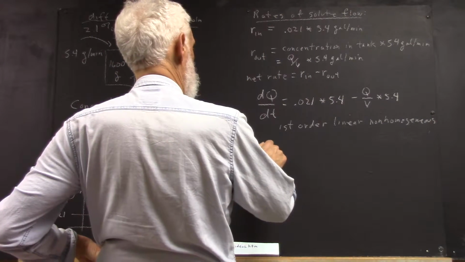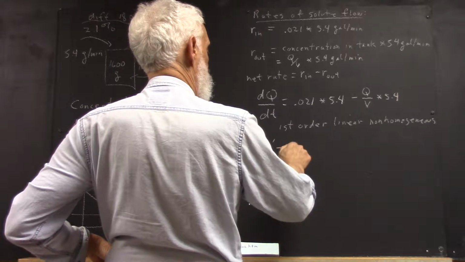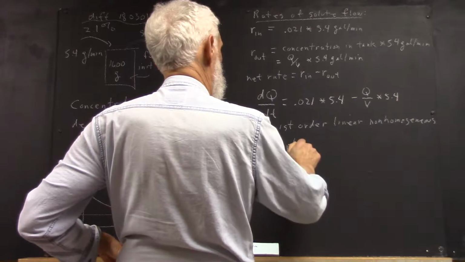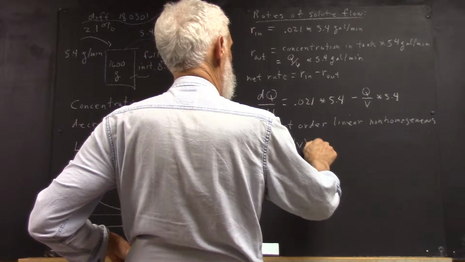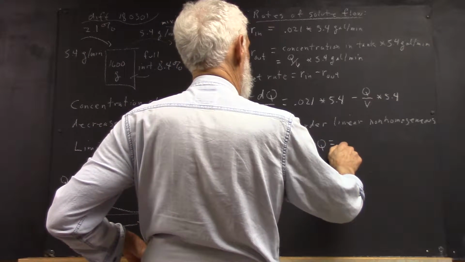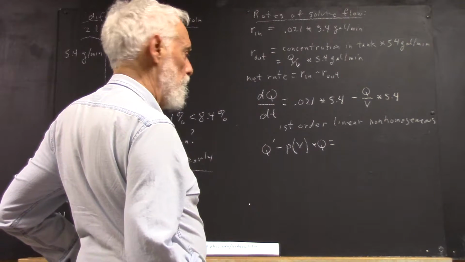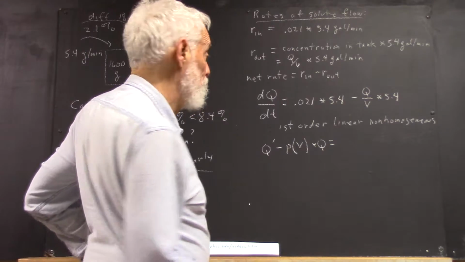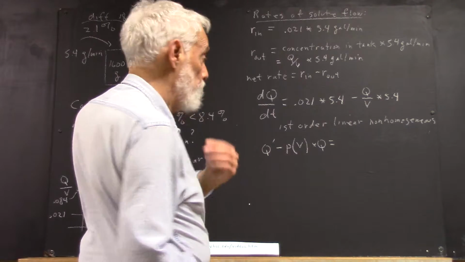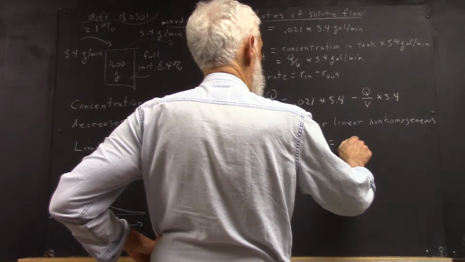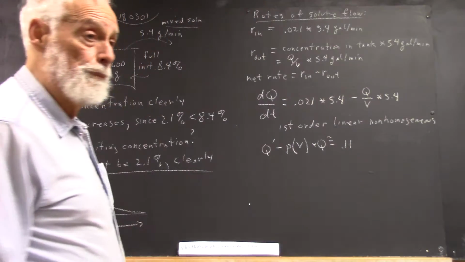first order linear non-homogeneous. That is, it's Q prime minus P of T times Q equals, what symbol did we use? I think we might have used Q, which wouldn't be a good symbol to use. But that equals 0.021 times 5.4, right? Which is approximately 0.11, very close to 0.11. Okay?